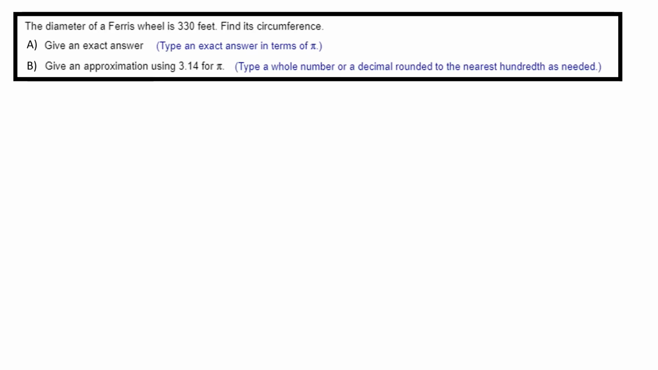The diameter of a Ferris wheel is 330 feet. Find its circumference. This question deals with a Ferris wheel, which is a circle. And it's discussing its circumference, which is the distance around a circle. It also mentions the diameter, which is the distance across the circle through the center. We often call the diameter d.